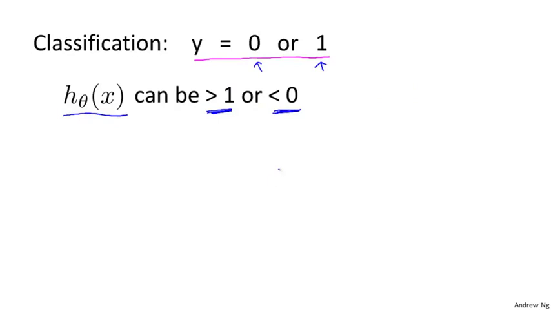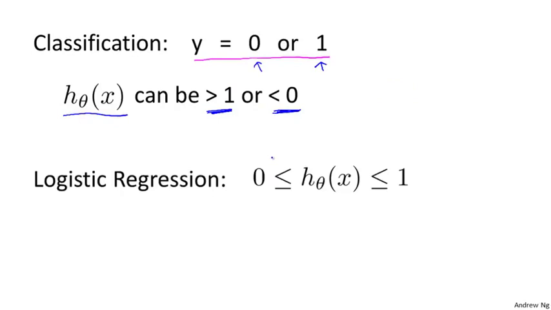So what we'll do in the next few videos is develop an algorithm called logistic regression, which has the property that the output, the predictions of logistic regression, are always between 0 and 1 and don't become bigger than 1 or less than 0.